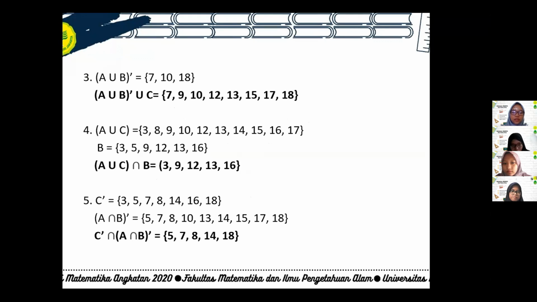The answers of number 3 are 7, 9, 10, 12, 13, 15, 17, and 18. The answer of number 4 is 3, 9, 12, 13, and 16. The answer of number 5 is 5, 7, 8, 14, and 18. Any questions from you guys?